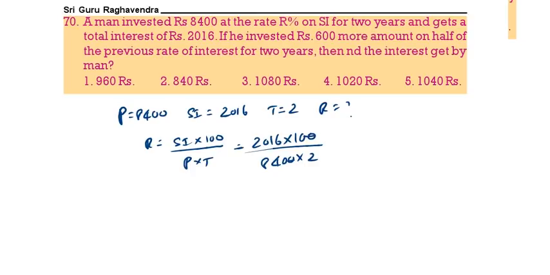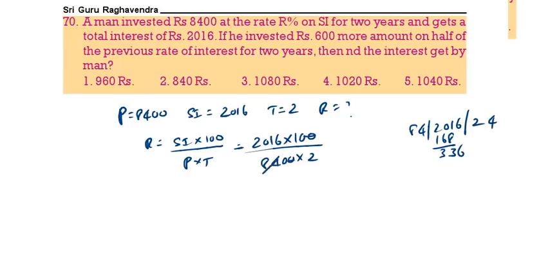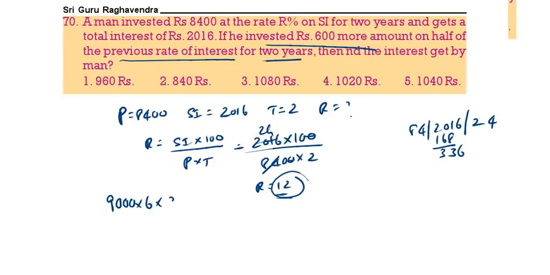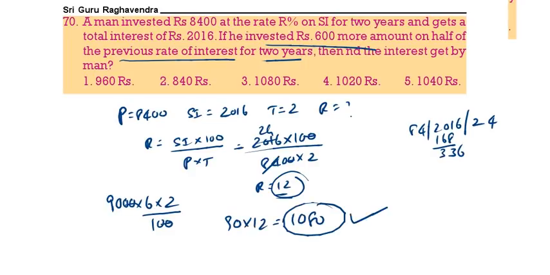So 00 cancel. Now I am dividing 2016 with 84. 84 2s 168, then 84 4s. So it is 24. R value is 12. Now if we invest 600 more amount, 600 more means 9,000 he is investing at half the rate of previous. Now rate of interest 12, half rate means 6 for the 2 years into 2 by 100. So we will get 90 into 12, that is 1080. 1080 is the correct answer.